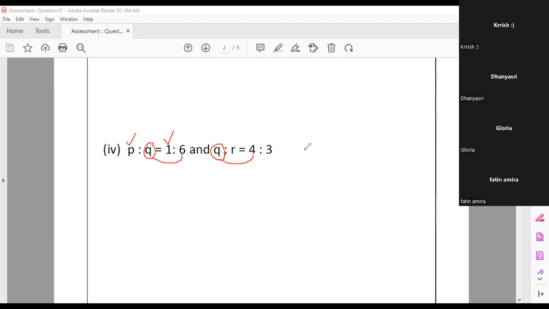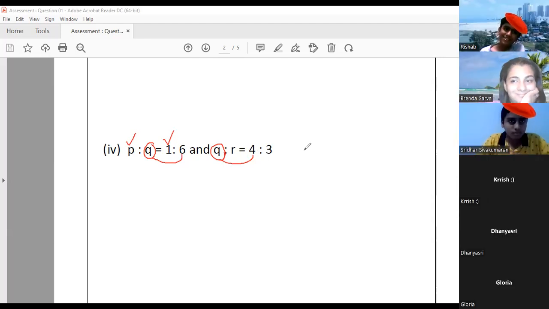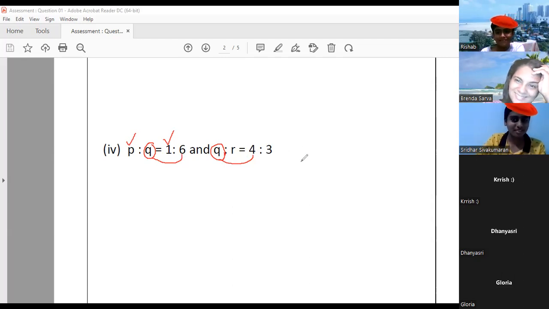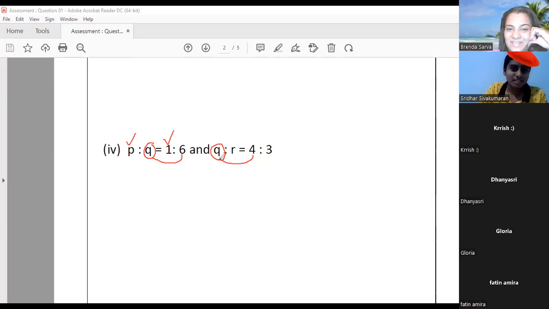Any ideas? Anybody? Hands up lah. Don't be shy, okay? Come on. Rishabh is the only person who's not shy here. We've given a chance for Rishabh. Anybody else? Gloria, Danya, Krish, Sridhar.